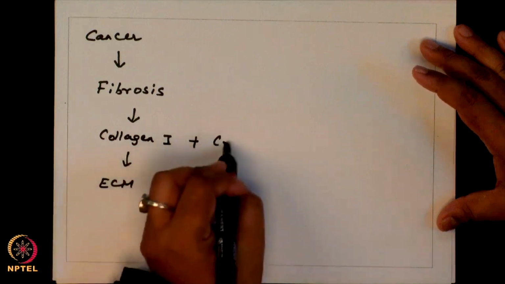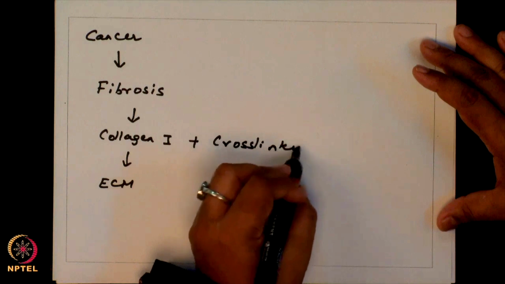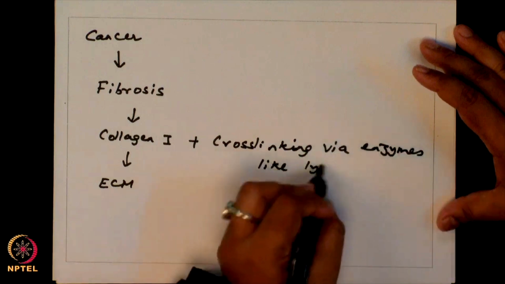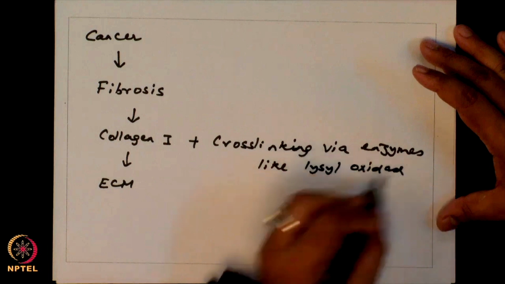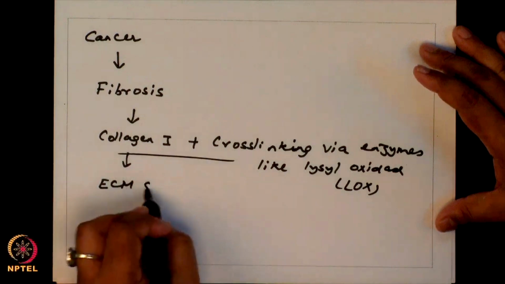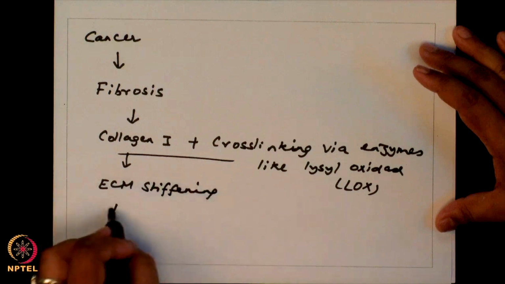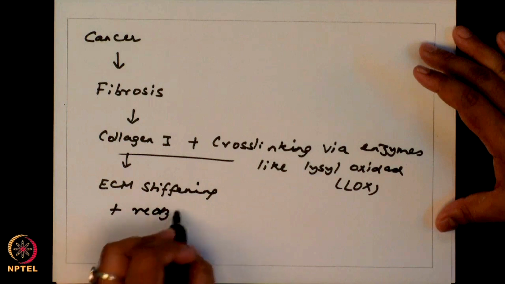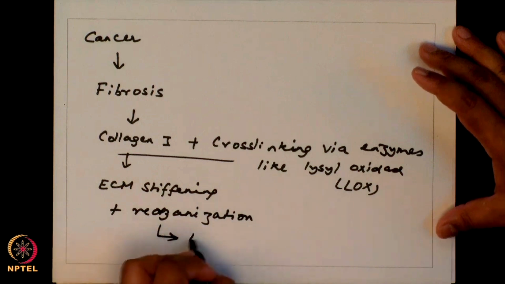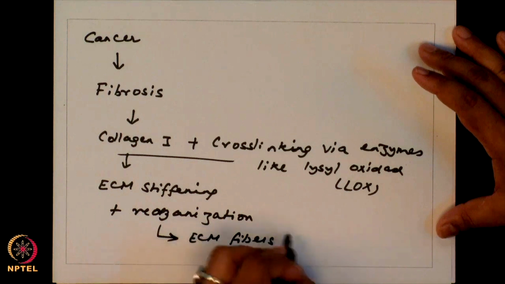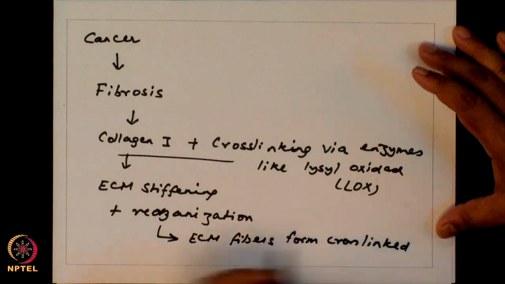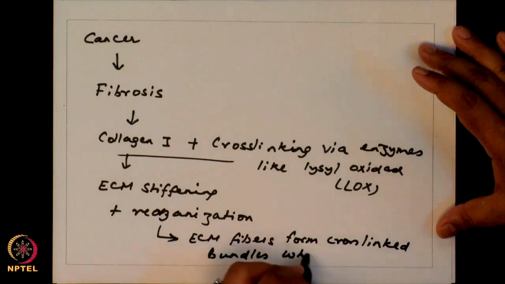So, collagen 1 plus cross-linking via enzymes like lysyl oxidase, also represented as LOX. Both these things lead to ECM stiffening and reorganization. By ECM reorganization, you have ECM fibers that form cross-linked bundles, which also are aligned.